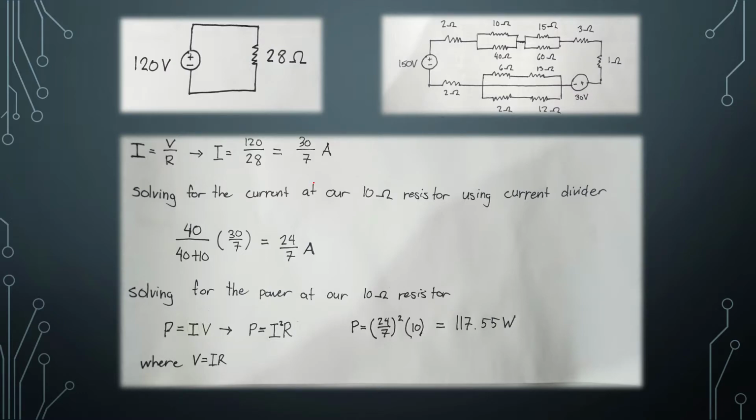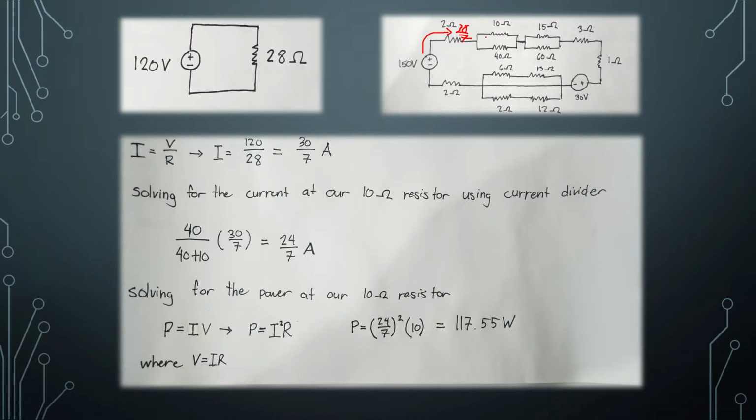Now, solving for the current at our 10 ohm resistor using current divider. As you remember, the principle is that if the circuit is in series, the current is the same. The current stays the same, and so in this path right here, our current is 30 over 7 amperes.